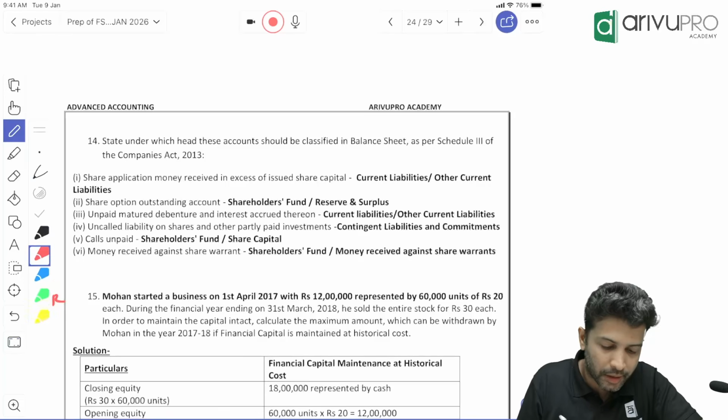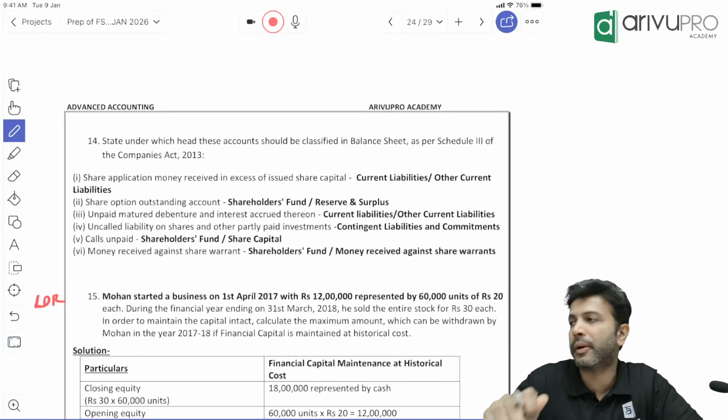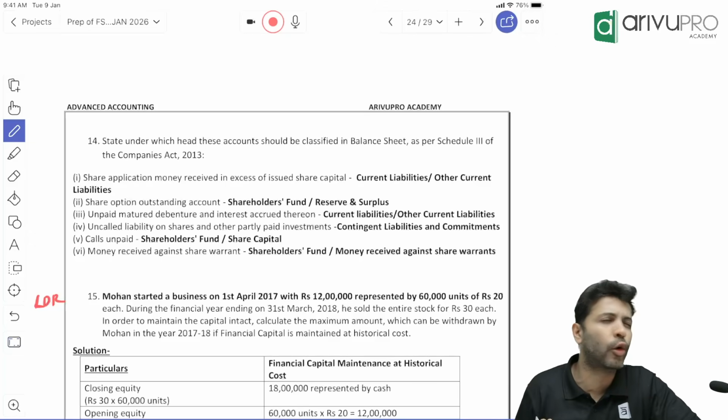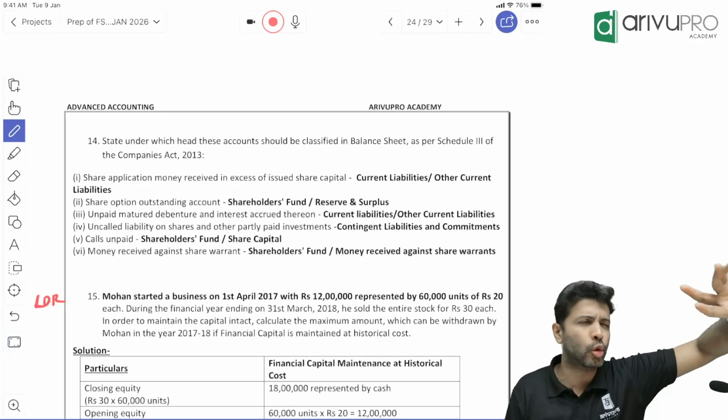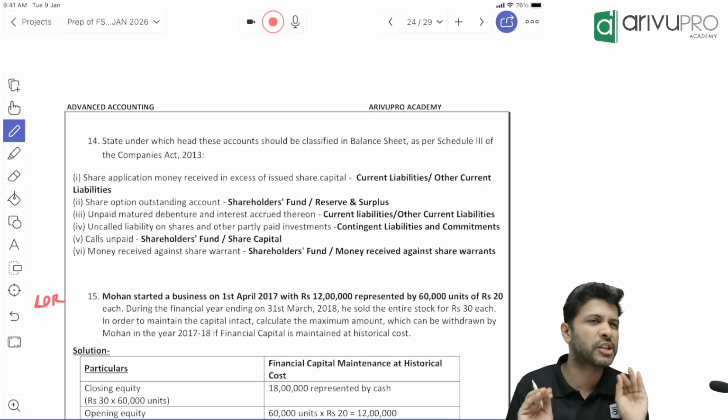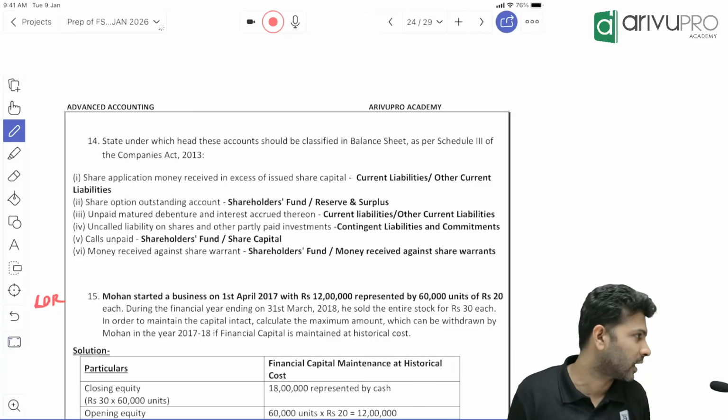So let's get our discussion ahead with preparation of financial statement. Till 13th done, let's go for 14th. Now there are hardly two more concepts you could say, roughly. Based on that, some small questions are there. So let's get that done.